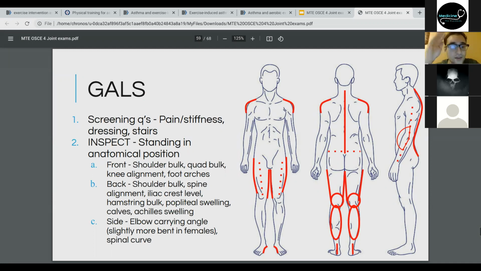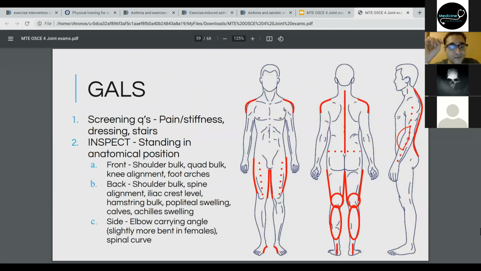Before you start, there are the screening questions that you ask anyone in a GALS exam. Remember GALS is for activities of daily life, so that's your reference point. You're asking them, do you have any pain or stiffness in any of your joints? Do you have any difficulty dressing? And do you have any difficulty going up and downstairs? Remember to ask both.